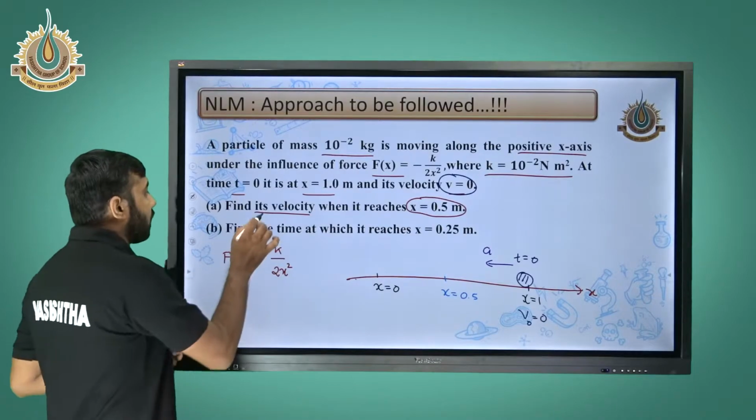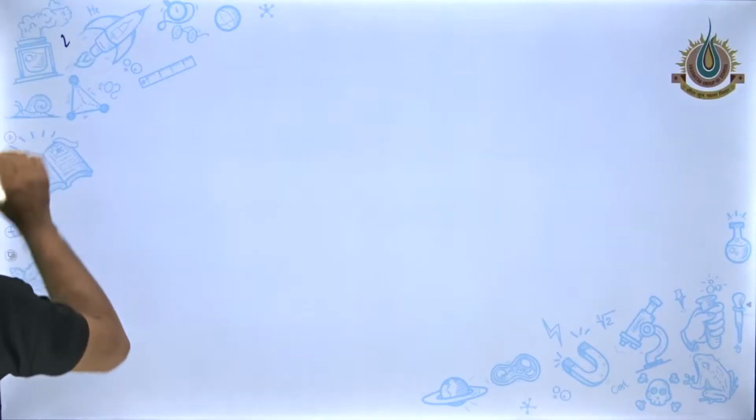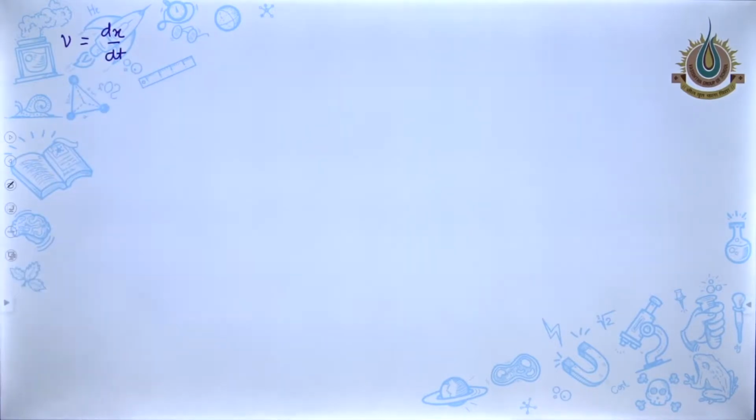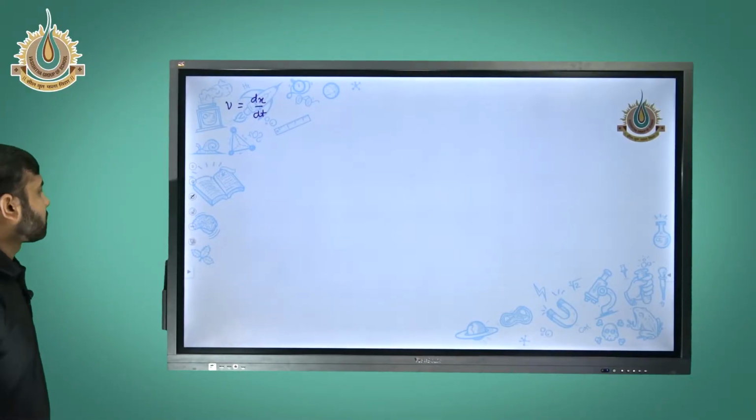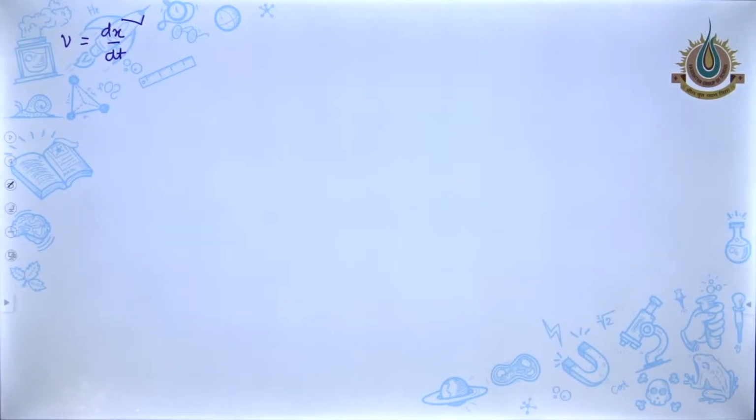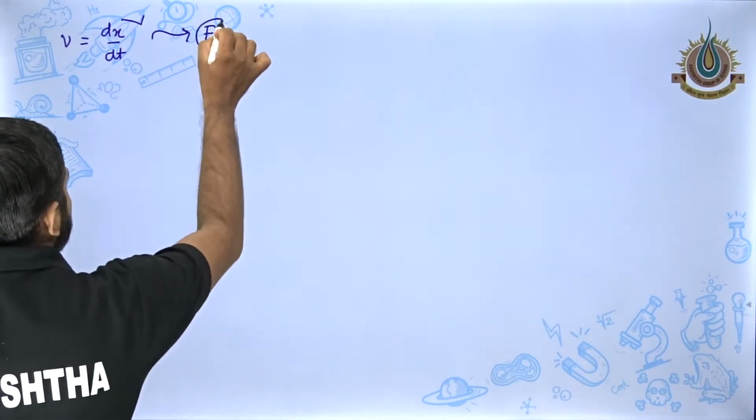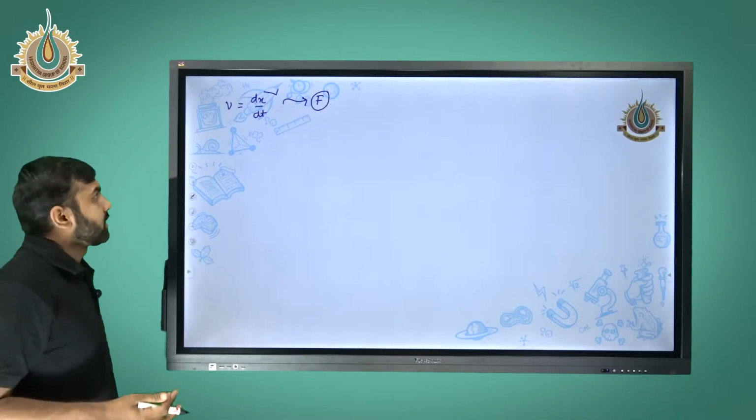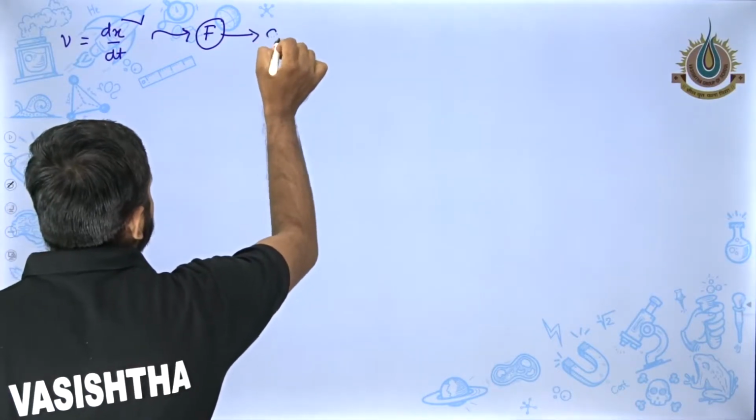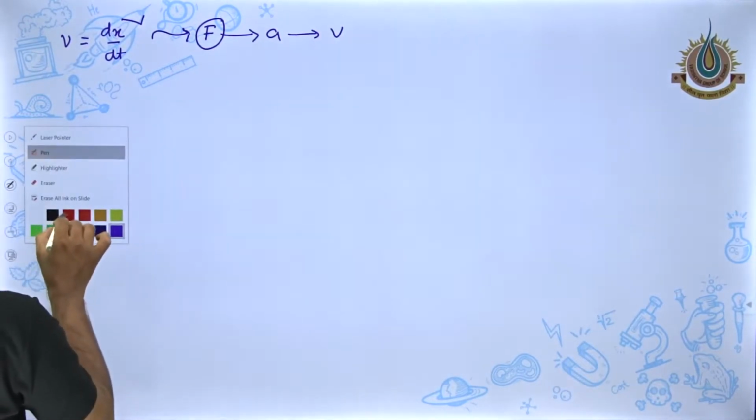We have to find out the velocity. So how to get the velocity? Let's write down the equation. Velocity is equal to dx by dt. But right now x is not given, so we will not use this equation. If x is given, then use this equation, no problem. Right now the force is given, so you convert the force into acceleration and the acceleration into velocity. So force is converted into acceleration and acceleration is converted into velocity.